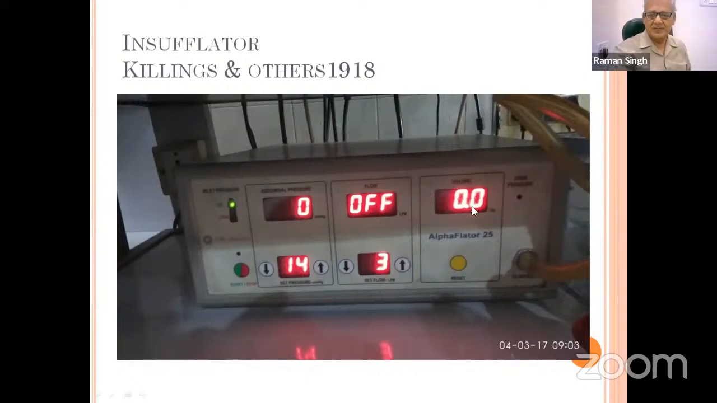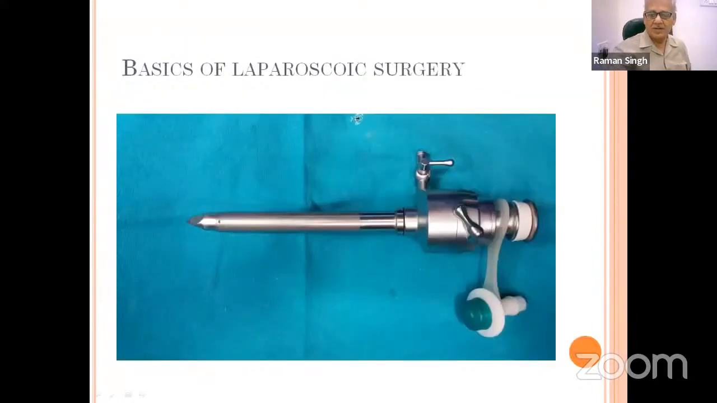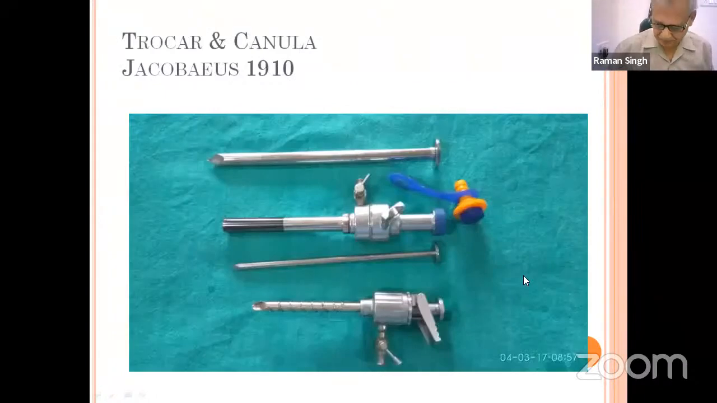in the abdominal cavity. And here it will indicate how much carbon dioxide has gone into the abdominal cavity. The next important instrument, which we insert blindly after creating pneumoperitoneum, is the port. These are the ports, the 5 mm port and the 10 mm port. This is the trocar, and this is the cannula. This is the 5 mm cannula, and this is the 10 mm cannula.